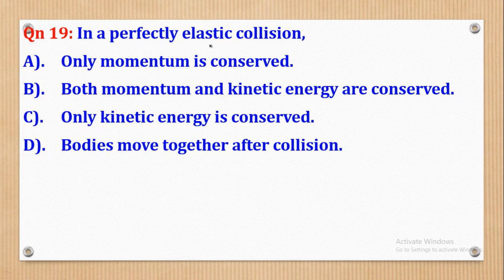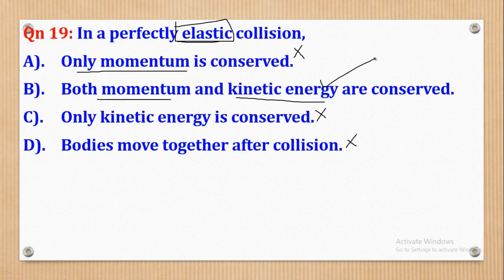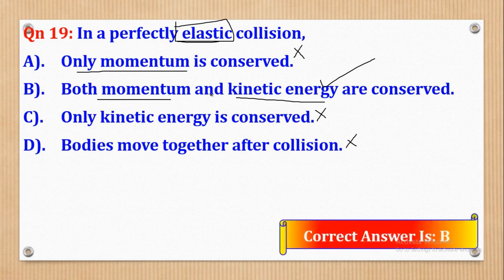So if it was inelastic, it would imply that only momentum is conserved. So this is not okay. And only kinetic energy is conserved, that is not okay. And bodies move together after collision, so it is elastic, meaning that they separate. So this is also not okay. So the only option is that both momentum and kinetic energy are conserved. Therefore, the correct option is B.